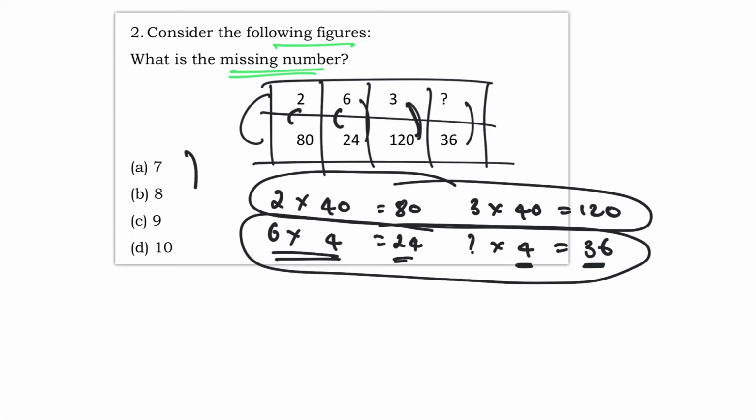So from the options, it's actually option C, my dear friends. Okay, 9 4s are 36 we will be getting here. So option C is the right answer, my dear friends. So moving on to the next question.